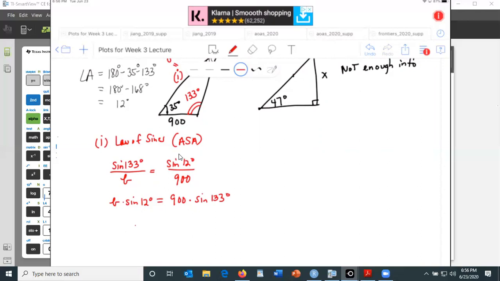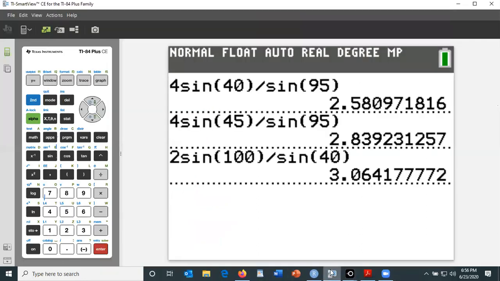All right, and then get B by itself. So you take 900 sine of 133 degrees, and we're going to divide it by the sine of 12. And that will solve part 1. Let's round it a little bit. So 900 sine of 133 divided by sine of 12.